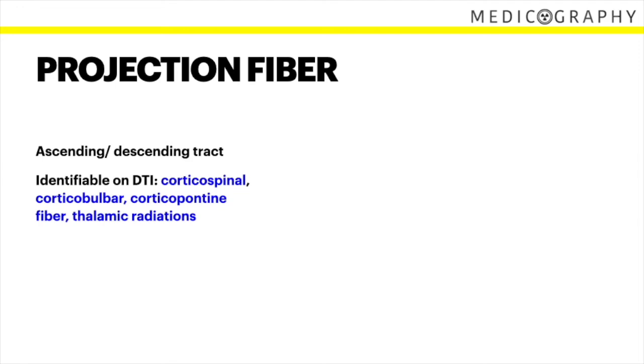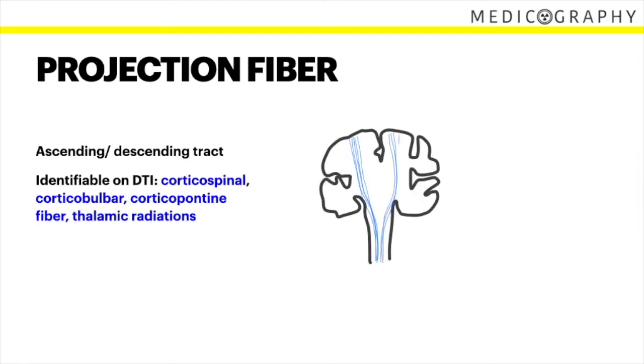Okay, I'm going to talk about the projection fibers here. Projection fibers identified on DTI include the corticospinal, corticobulbar, corticopontine, and thalamic radiations. And here's an example of the corticospinal, which is a descending tract.